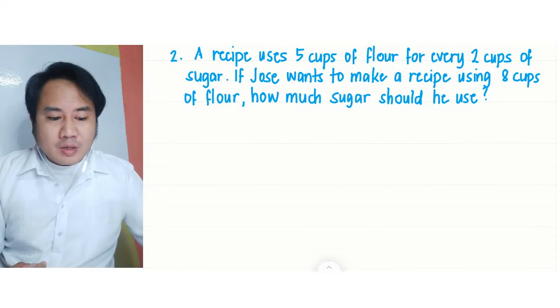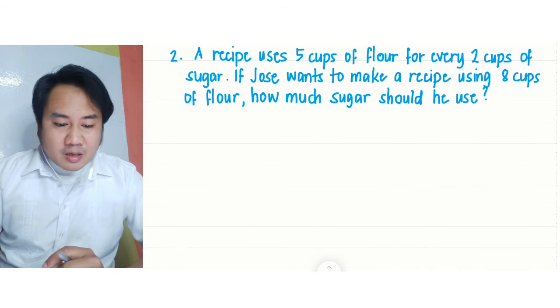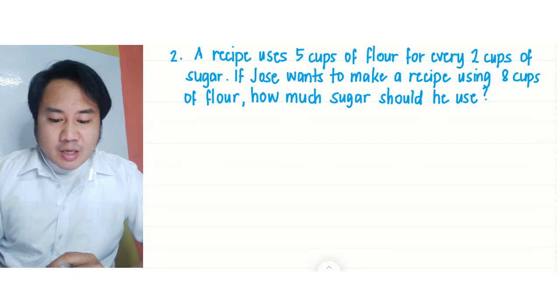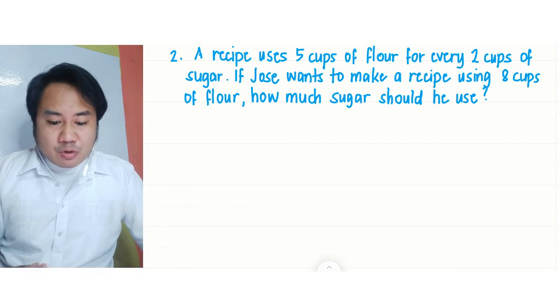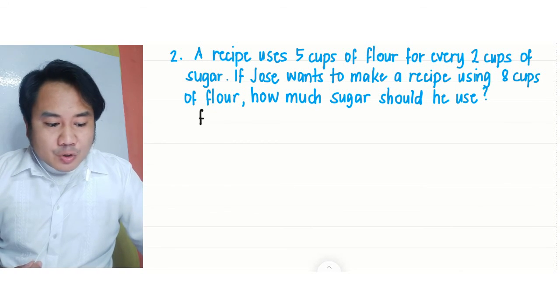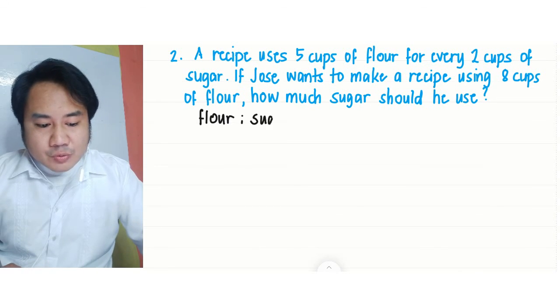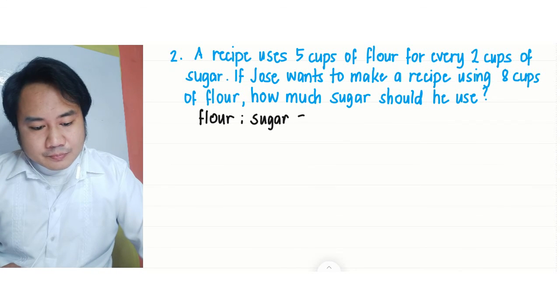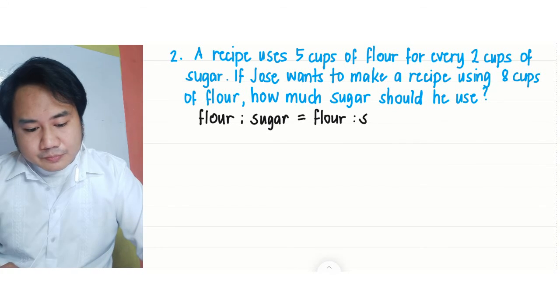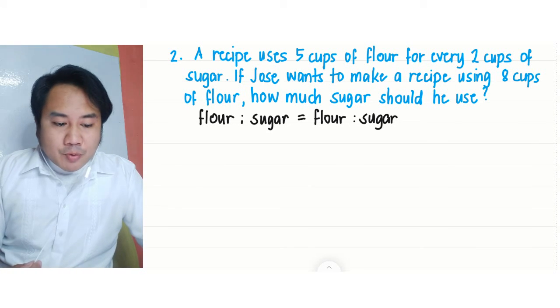Number 2. A recipe uses 5 cups of flour for every 2 cups of sugar. If Jose wants to make a recipe using 8 cups of flour, how much sugar should he use? The two quantities we are comparing are yung cups ng flour at yung cups ng sugar. And then we are going to fill in our proportion.